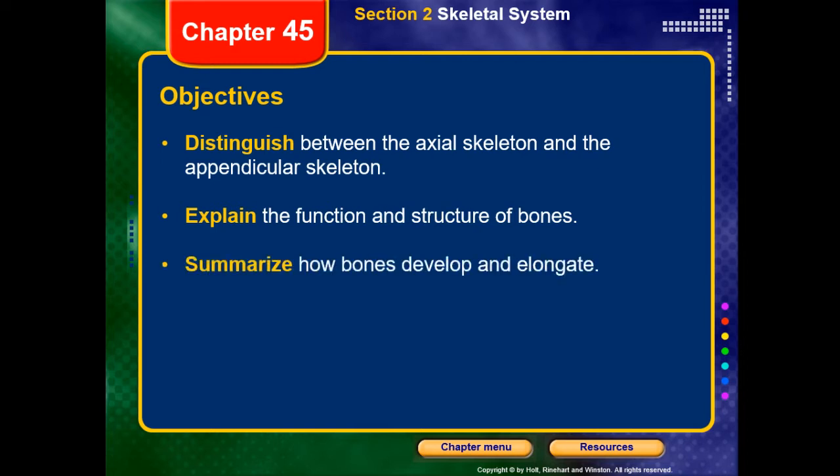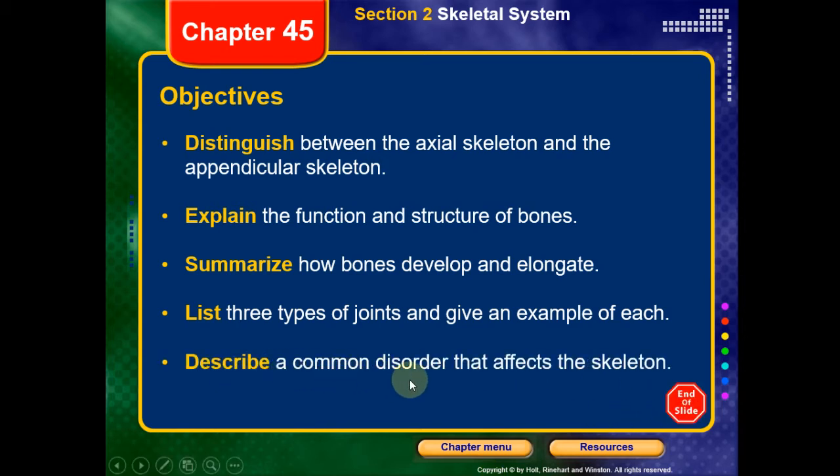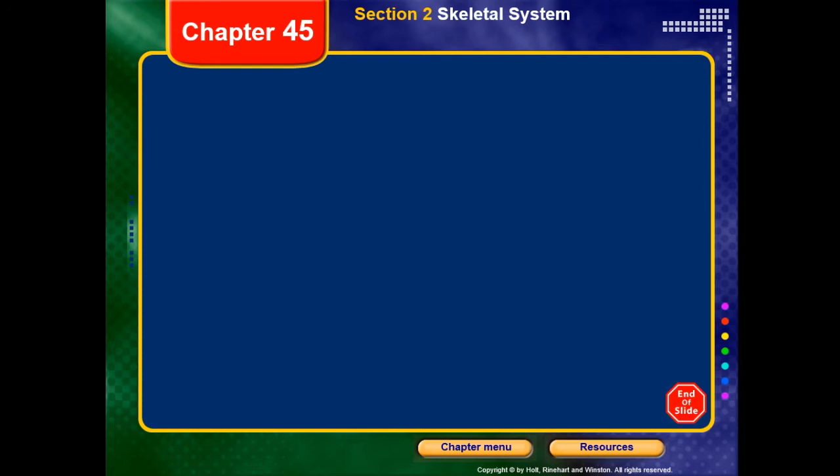summarize the bone's development and elongation, list the three types of joints and give an example of each. Finally, we need to describe the common disorders that may affect the skeleton. Let's see a short video about the skeletal system.